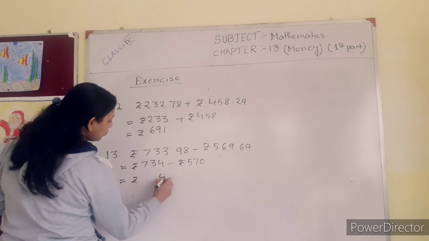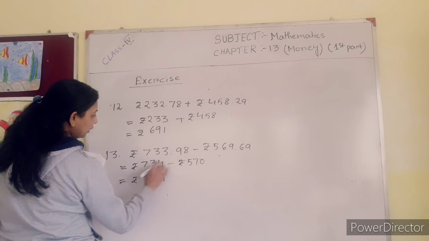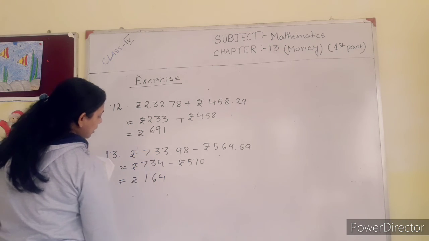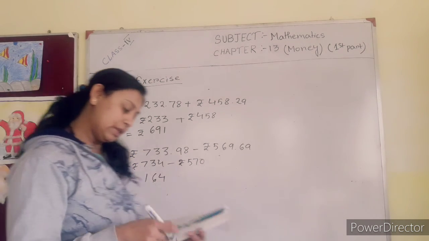4 minus 0, 4. 3 is smaller than 7, so 13, 6. 5 plus 1 is 6. 7 minus 6 is 1. So 164 rupees. Clear?